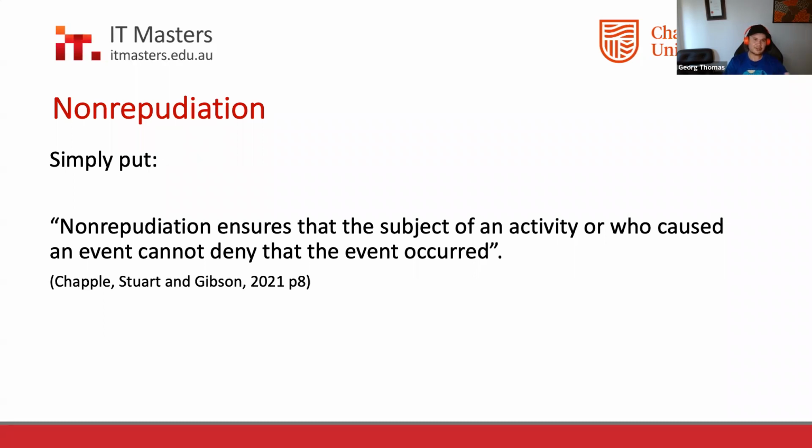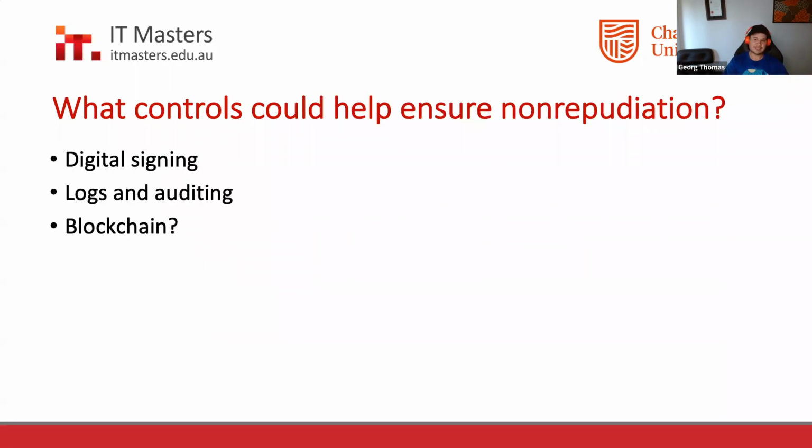In terms of how to control that, we've got things like digital signing, logging and auditing. These are all important. More recently, we're starting to see the use of blockchain, and blockchain being immutable has been used as a non-repudiation control. I feel like it's a little out of place, but it's definitely mentioned in there, so make sure you know what it is and why it's important.